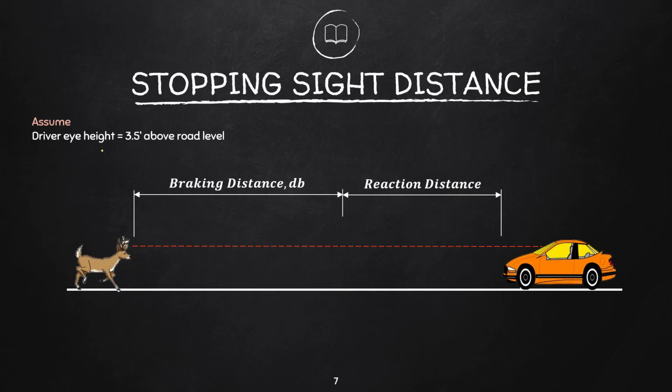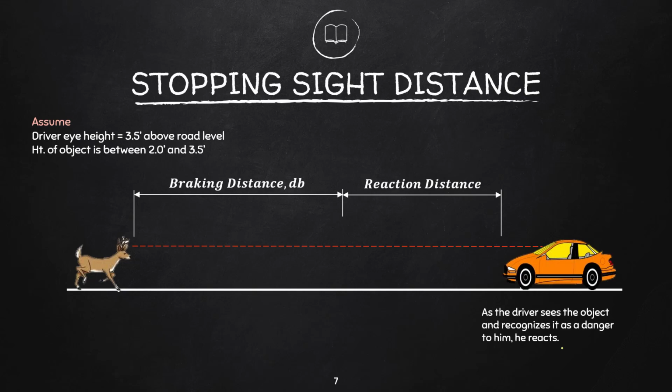So we assume that the driver height is equal to 3.5 feet above the road level. That's the standard. And the height of the object is between 2.0 and 3.5 feet. Anything that is below this one is not considered. You should always consider that the object or the obstruction, for it to be perceived easily by the driver, should be above 2 feet.